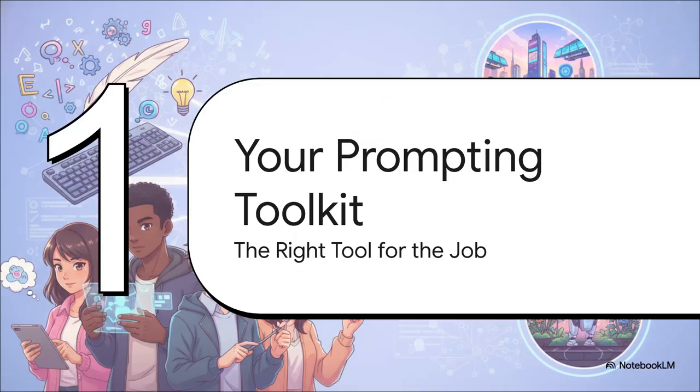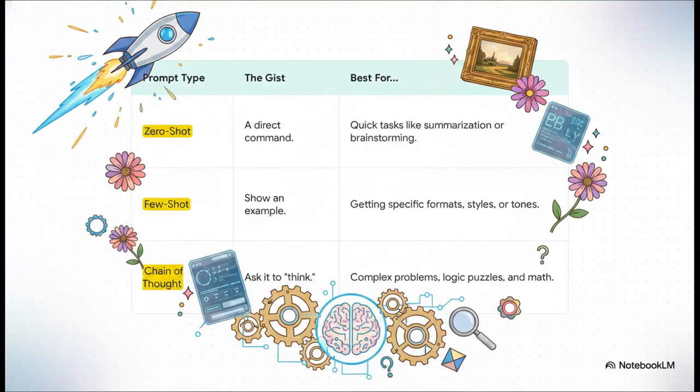So there you have it. 3 different levels, 3 powerful ways to talk to an AI. And the best way to think about this isn't as a strict set of rules, but more like a toolkit. You just pick the right tool for the job. So let's do a super quick review. Need something fast and creative? Use zero-shot, just a direct command. Need a very specific format or tone? Use few-shot and show it an example. And when you're tackling a really tough problem with logic and math, unleash the chain of thought and tell it to think step by step.